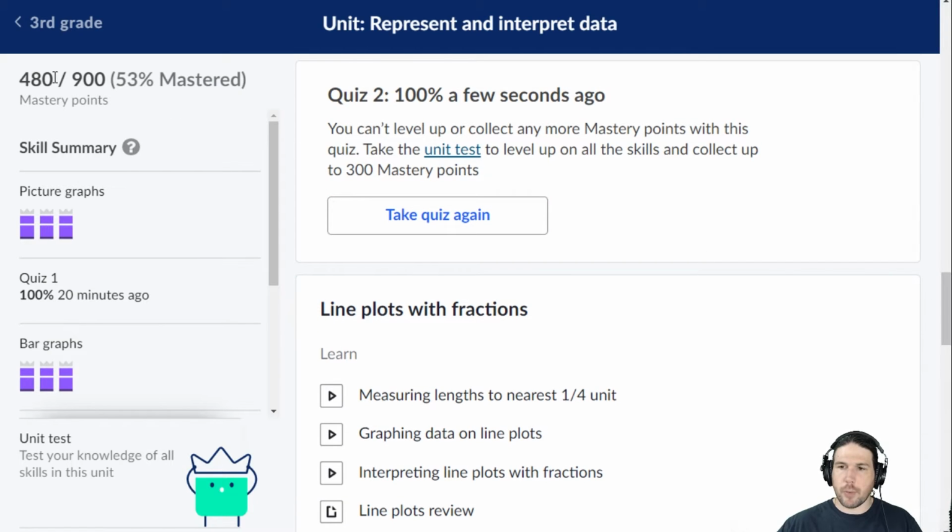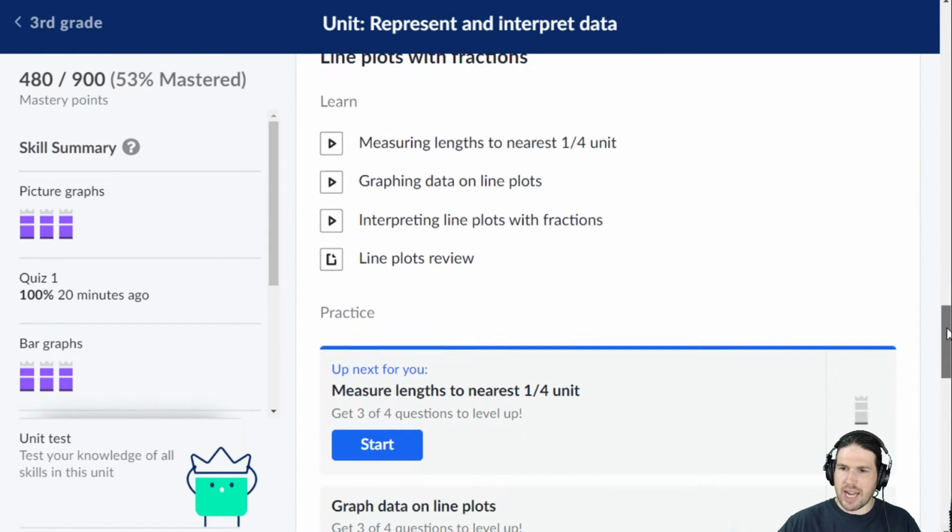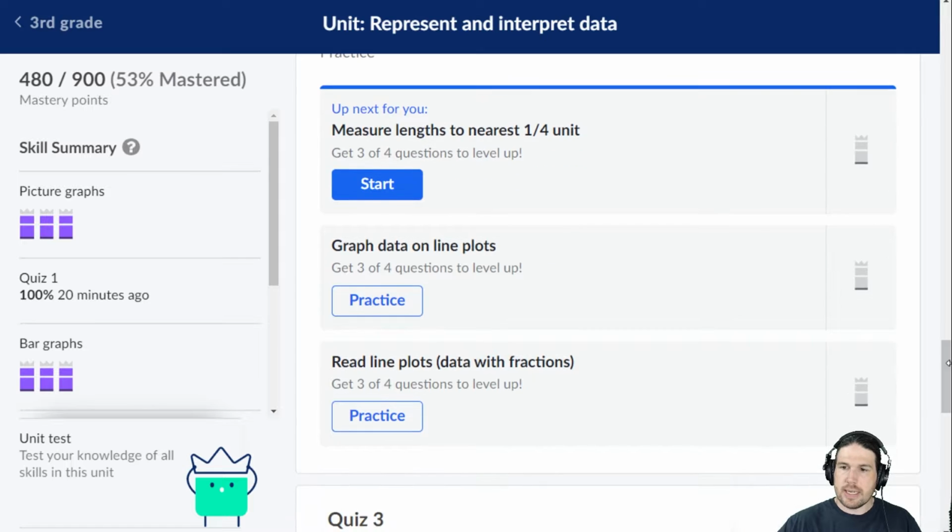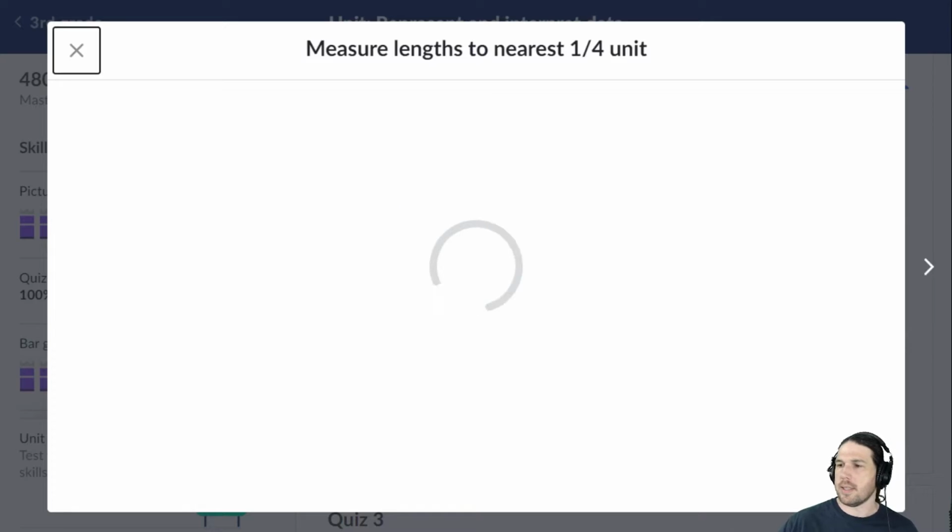Okay, we are 53% of the way through represent and interpret data. We are at an hour and a half. We are doing so well. Let's go ahead and move on to line plots with fractions. Measure lengths to the nearest 1/4 of a unit. Let's take a look.